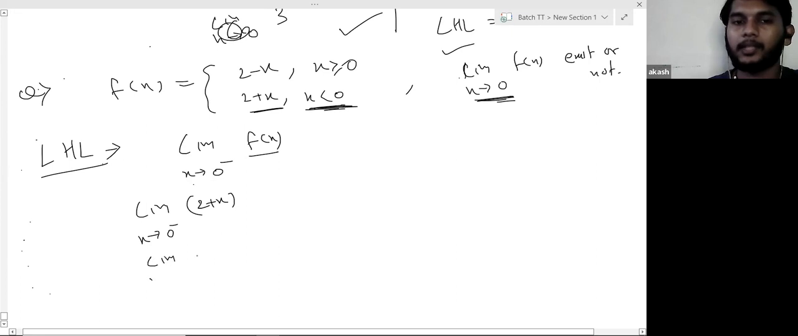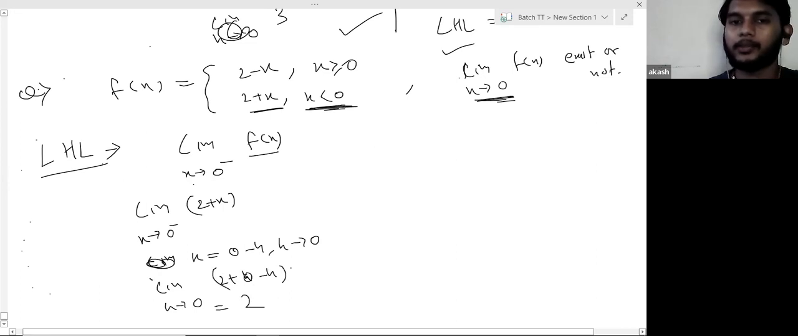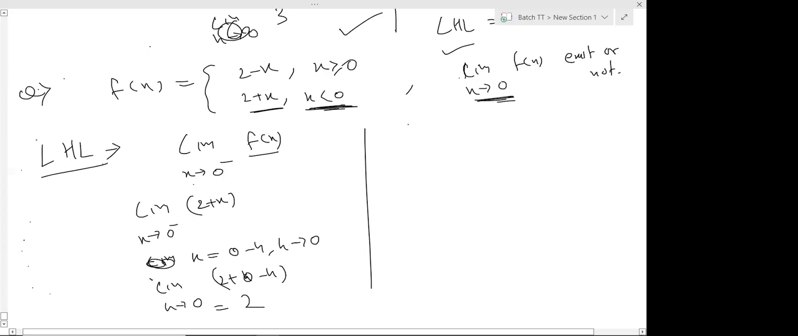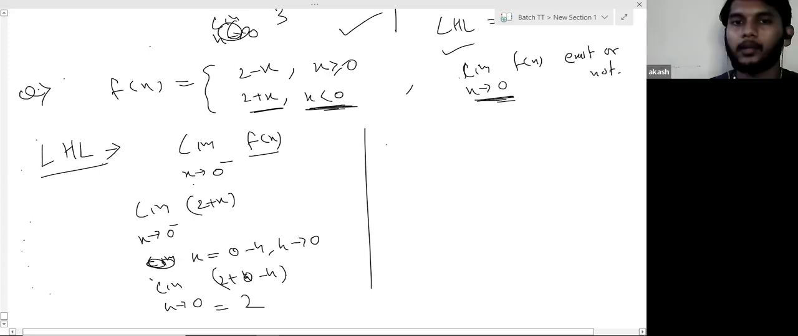So limit, we can put x is 0 minus h, h tending to 0. Limit h tending to 0, 2 plus, 0 minus h, put h equals to 0. So this is 2. Direct substitution, always apply direct substitution, factorization, rationalization, and so on. All right. Now RHL, limit x tending to 0 plus f of x.